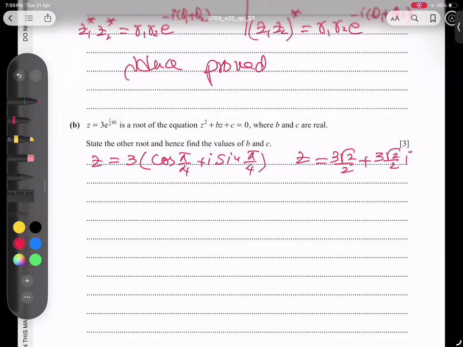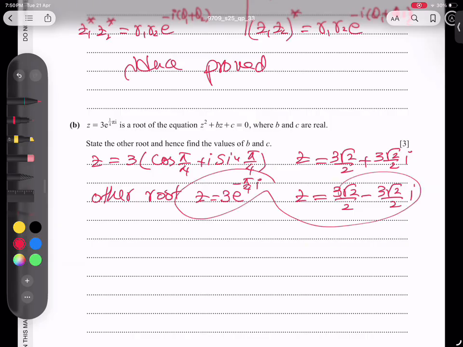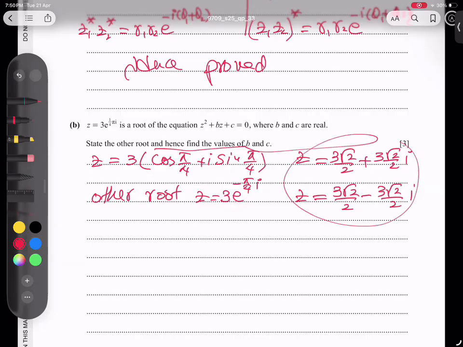Make sure that whenever one root of a quadratic equation is given, the second is always its conjugate. So the other root, 100%, we can write as 3 root 2 by 2 minus 3 root 2 by 2 iota. The sign will change only, as I just taught you in the previous part. So put a minus sign with the pi by 4. It means I can say 3 e to the power negative pi by 4 iota. You can write this form or this form, but for the next part I need this form. That is why. The next part is asking to get the values of B and C.